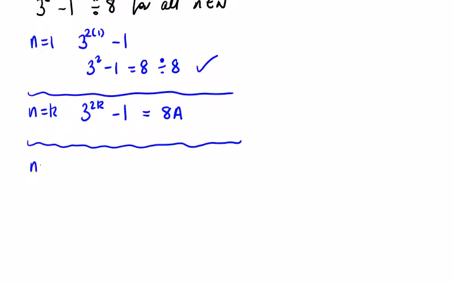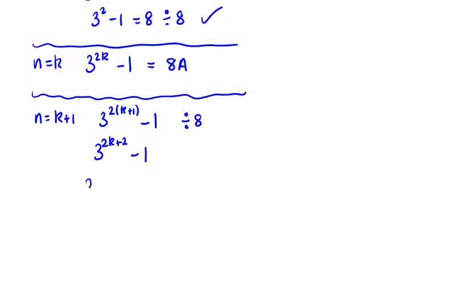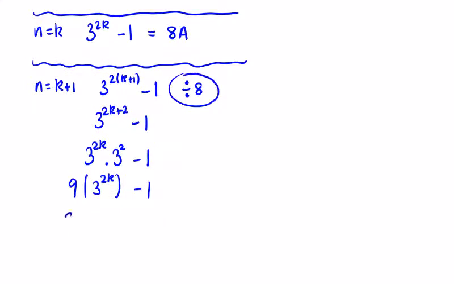So n is equal to k plus 1. We have to show that 3 to the power 2 times k plus 1 minus 1 is divisible by 8. So 3 to the power 2k plus 2 minus 1, which is 3 to the power 2k times 3 to the power 2, and I still have my minus 1. So this is 9 times 3 to the power 2k minus 1. So always think of your number. We want an 8. So in this 9, I have an 8 plus 1, which should bring me back to my assumption, times 3 to the power 2k. I have my minus 1.